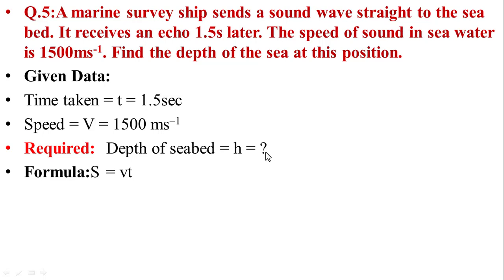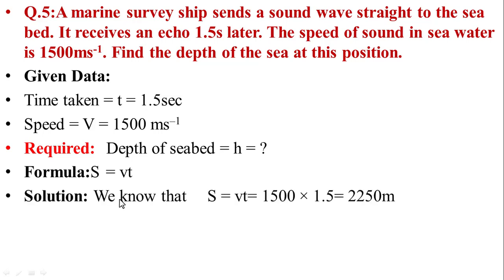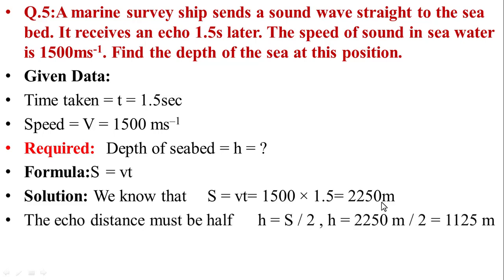We can use the formula s is equal to vt, so we can find the distance. For the solution, we know that s is equal to vt. Then s is equal to 1500 multiplied by 1.5. So 1500 multiplied by 1.5 is equal to 2250 meters. We know that the echo distance must be half. So h is equal to s by 2.